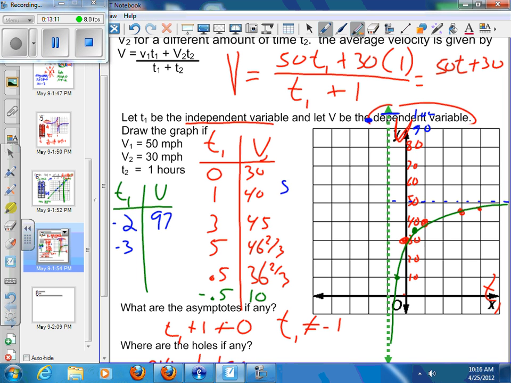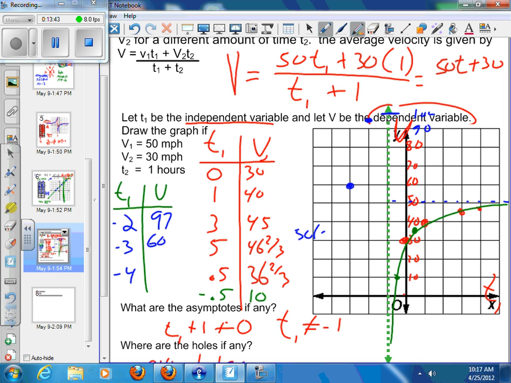So negative 3, that's going to be 50 times negative 3 plus 30, and negative 3 plus 1 is negative 2. So this is negative 150 plus 30, which is negative 120. Negative 120 divided by negative 2 is a positive 60. So I am coming down. I'm at 60 for negative 3. So that's down here.